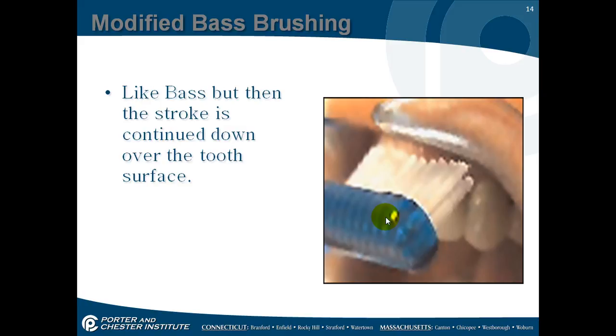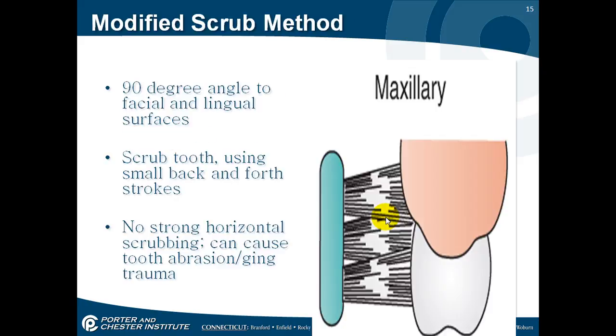A modified Bass technique is like the Bass technique, but then the stroke is continued down over the tooth surface. The modified scrub method. On the maxillary, we're showing a 90-degree angle to the facial and lingual surfaces. Scrub the tooth using small back and forth strokes. No strong horizontal scrubbing, as this can cause tooth abrasion or gingival trauma.